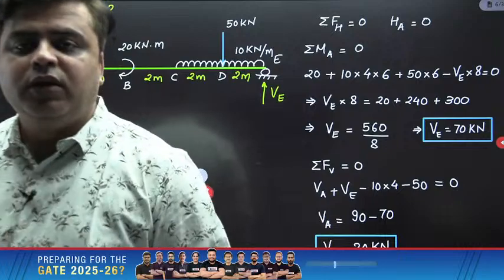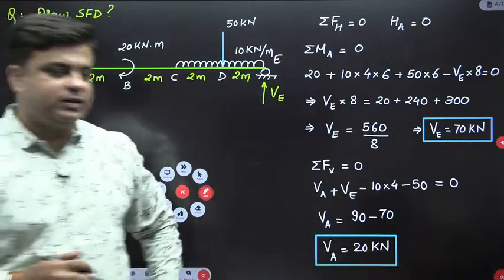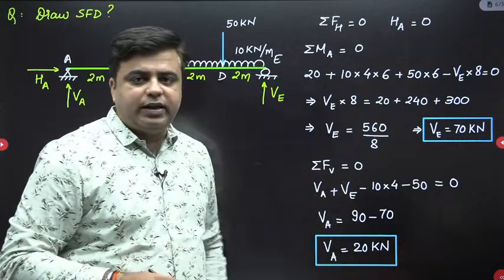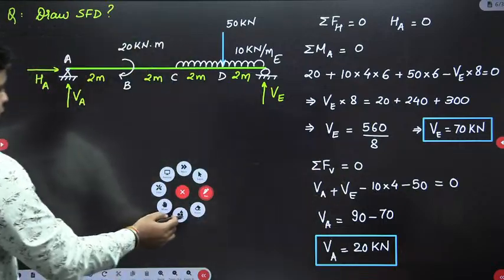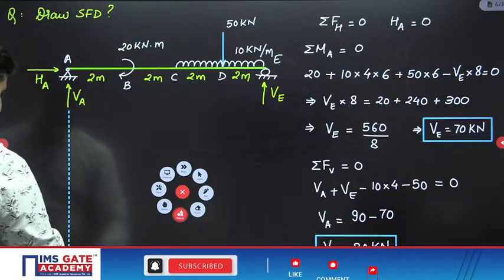Very good, Praneet Kumar sir. Yeah, 20 is the correct answer. So VA is equals to 20. Now let's draw the shear force diagram for this beam. Check this out. How easily we are going to do this.